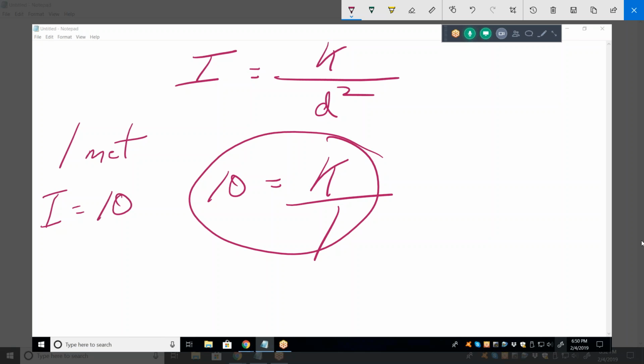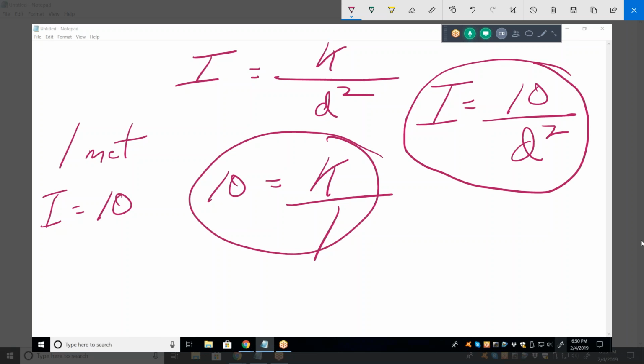Is it 10? Uh-huh. So now we have the specific equation for this light bulb. There it is, right there. Now that's not for all light bulbs or for all things like this. That is just for this specific luminosity and distance. Okay. Now they're going to say, what's the luminosity if it's at a distance of 3 meters or something like that? What's the rest of the problem?